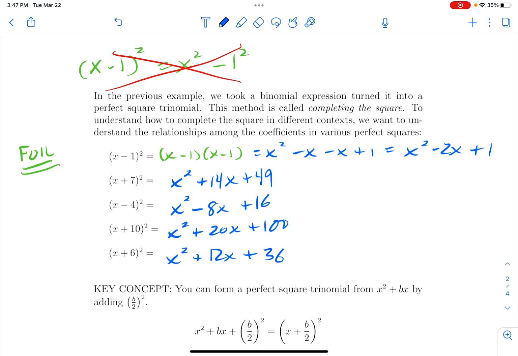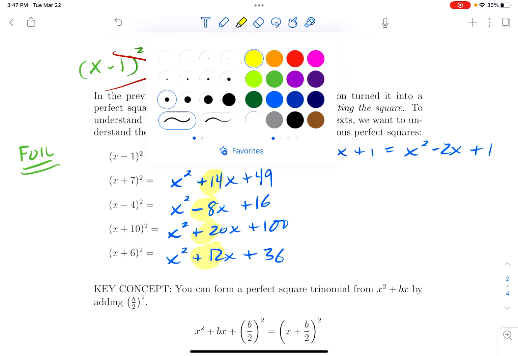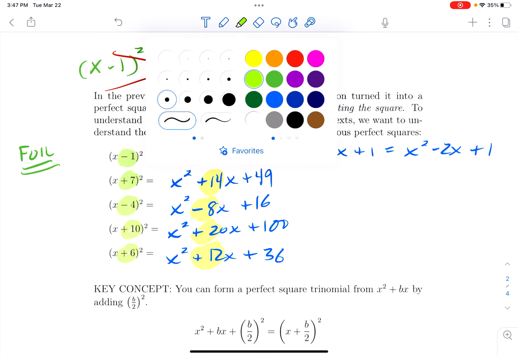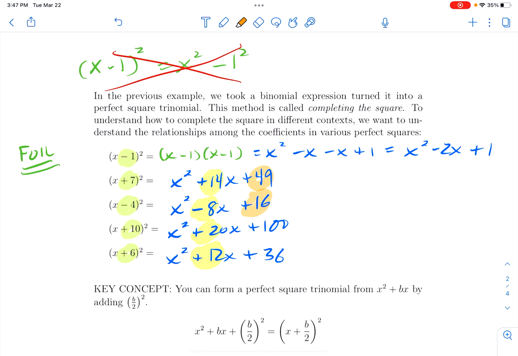And there are patterns here. So what we'll notice is that this number here that we're getting as the coefficient of x is always twice as big as the number we had after the x in parentheses. And then this number at the end is the square of the thing we had in parentheses.